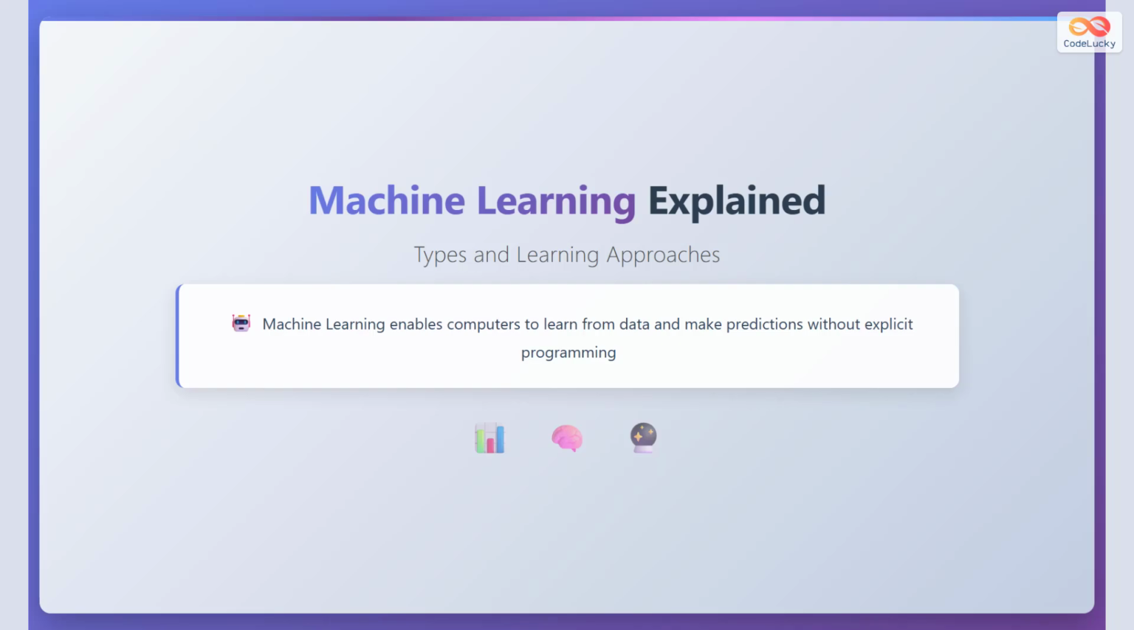Welcome to Machine Learning Explained. In this series, we will explore the fascinating world of machine learning, how it works, and why it matters.